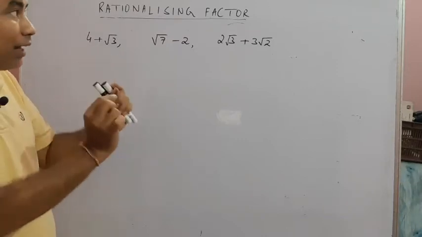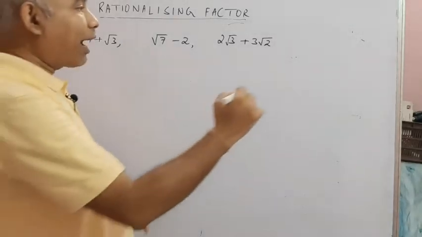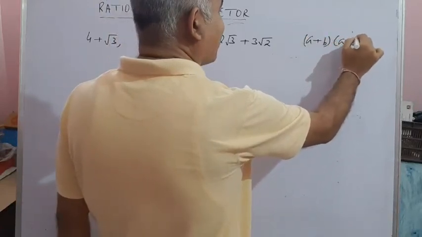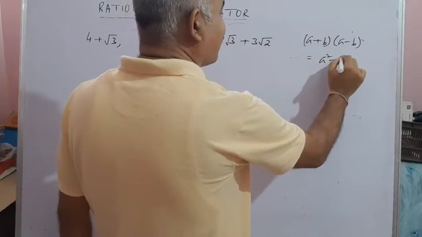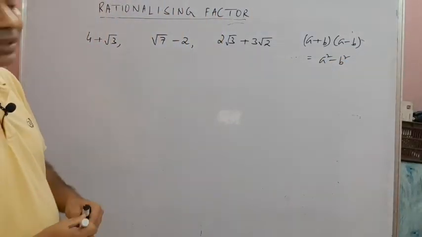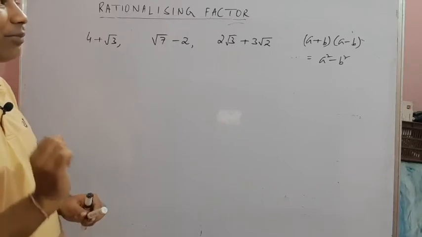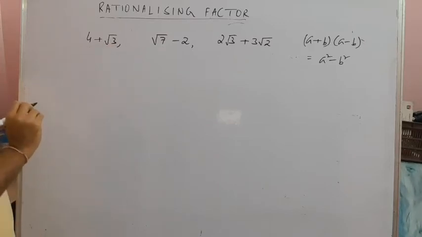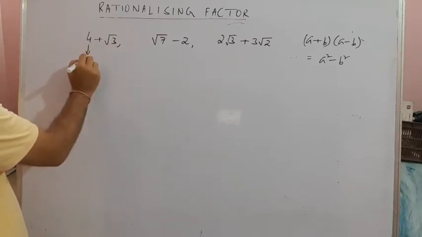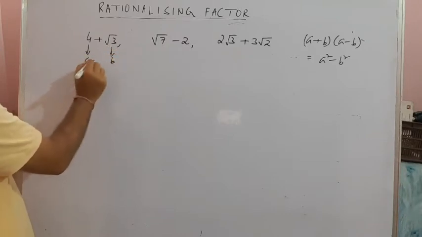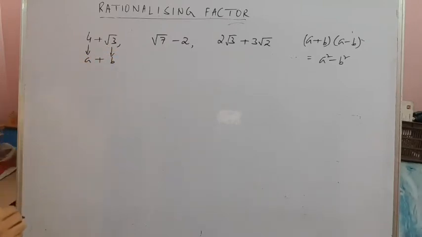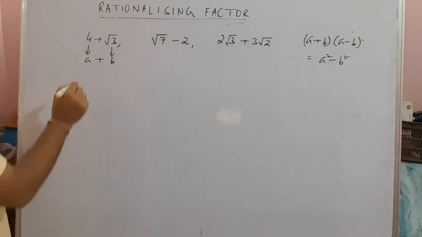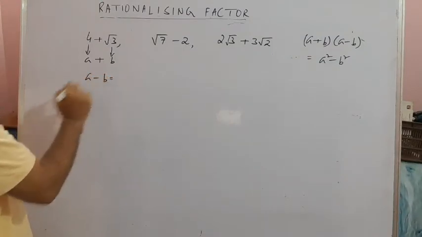So to find out their rationalizing factor, we have to recall one identity from algebra. That identity is when a plus b and a minus b is multiplied, then answer is a square minus b square. This identity you have to remember. Okay, now if your number is 4 plus root 3, then you take the first term as a, second term as b. That means it is of the form a plus b. So with a plus b, what I have to multiply to get a square minus b square? I have to multiply a minus b.